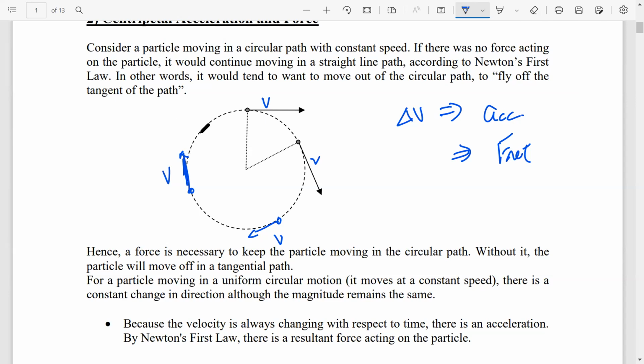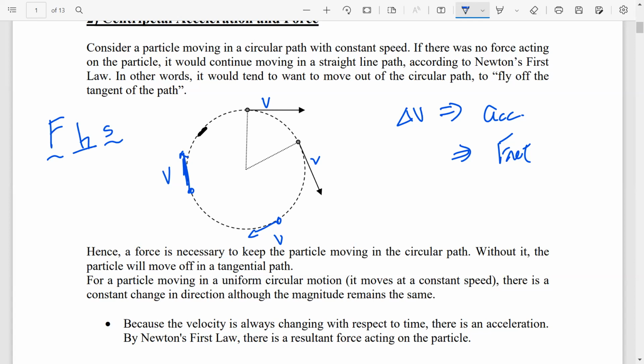The work done is 0 because there's no change in K. The speed is constant. But there's a force here. We know that there must be a force because there's an acceleration. There's a displacement here, one full circle. So it means that the force vector is going to be perpendicular to the displacement. Because work done is force times displacement in the direction of the force, or distance moved in the direction of the force.